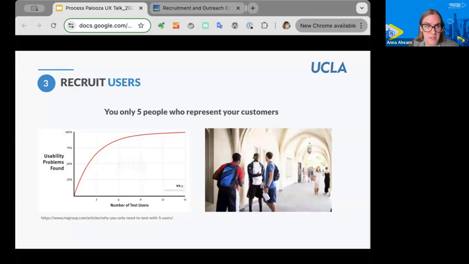Last, you want to recruit your users. Surprisingly, you'll only need 5 people to find the majority of the usability problems on a service or application. The best results come from user testing no more than 5 people and running as many small tests as you can afford. You want to find people who represent your customers, whether that's students, prospective students, staff, a certain type of staff. However, in a pinch, testing with some people, even if it's your colleagues and coworkers, is better than testing with no people.